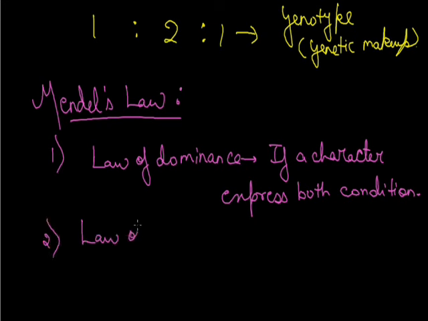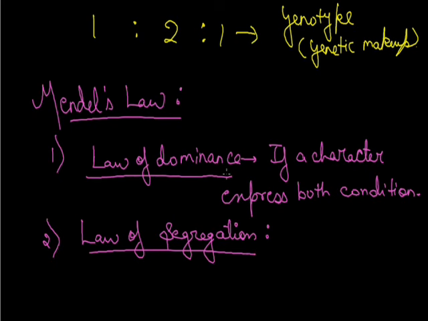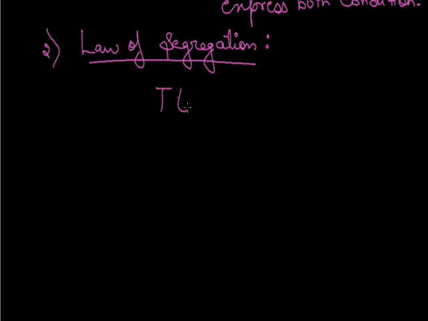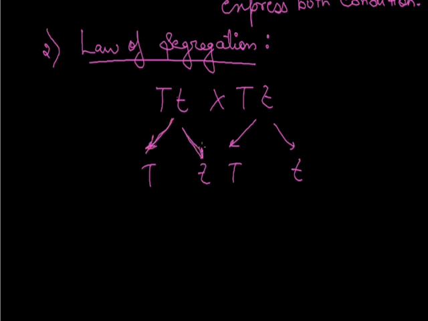The second law is the law of segregation. The law of segregation says that the pure one, there will be no impurity after hybrid. If we say that this is a hybrid, then there will be no contamination. Without any contamination, the two gametes will separate from each other in the pure form.